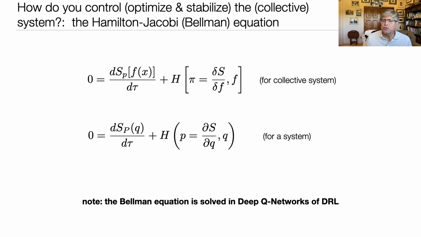The modern systems control theory of Kalman and Bellman, developed in the late 1950s, is based on the Hamilton-Jacobi equation. We extend their theory to collective systems and the functional form of the Hamilton-Jacobi equation. The Bellman equation, as the Hamilton-Jacobi equation is called in systems control theory, is solved in the deep Q networks of deep reinforcement learning, DRL, of AlphaGo, as indicated on the first slide.